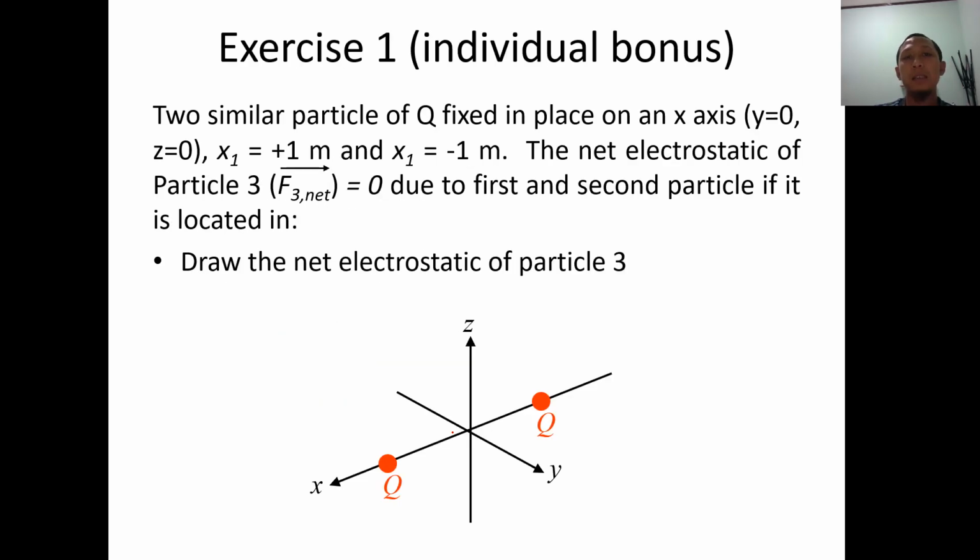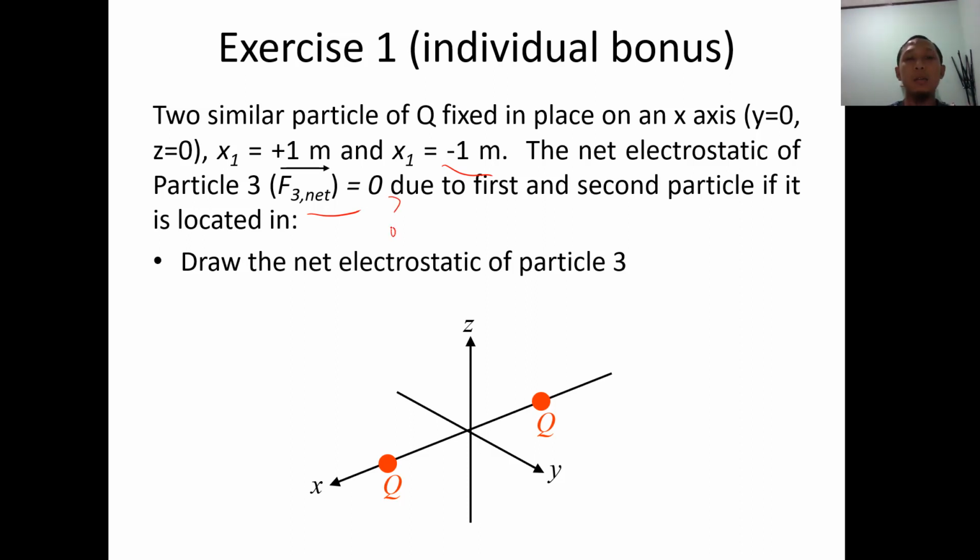So this is exercise 1. I will talk fast. There are two similar particles fixed in place on the x axis, y is equal to 0, z is equal to 0. x1 is plus 1 meter and x2 is minus 1 meter. The net electrostatic force on particle 3, F3 net, is equal to 0 due to the first and second particle if it is isolated.